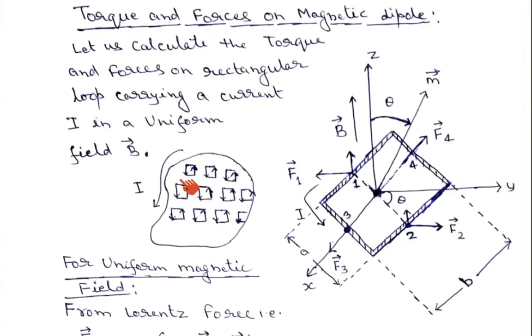If you consider the material as a whole, obviously it is composed of a large number of atoms, and so there will be a large number of dipoles. Let us say I have assumed a material, and for simplicity let us assume that the dipole is in rectangular shape. If you see the whole material, this is a rectangular dipole, this is another dipole, another dipole. So many dipoles are present in the material.